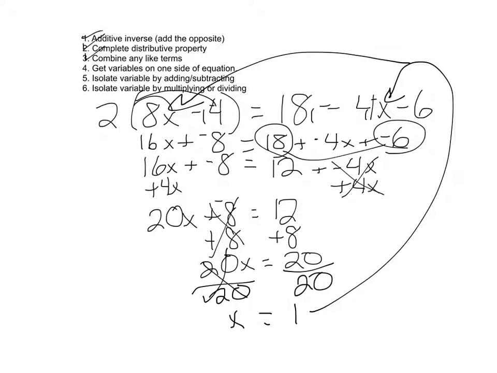So this is a review of the 6 steps that you need to take to isolate the variables, making sure that you go through each one. And if you need any help, rewatch this video. Otherwise, see your teacher the next day. Have a good one.